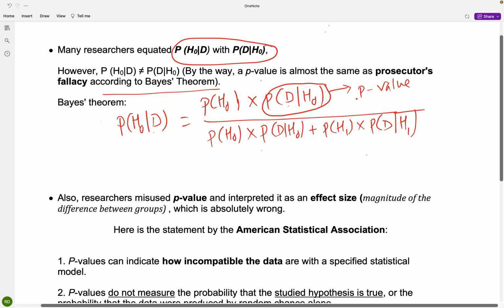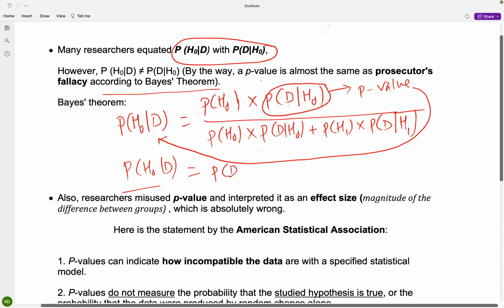However, researchers try to equate this with this. They try to come up with the answer: hey, what is the probability of the null hypothesis being true given the data? Which they didn't calculate. They calculated this one: what is the probability of getting data as extreme or more extreme than this, given the null hypothesis is true?